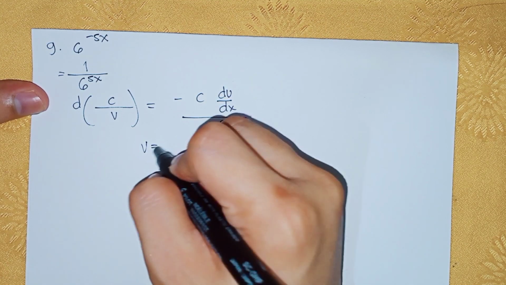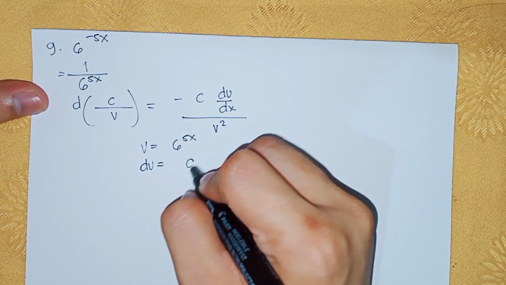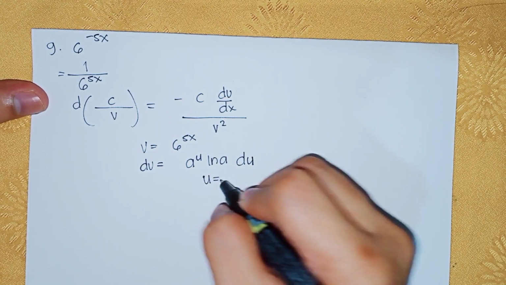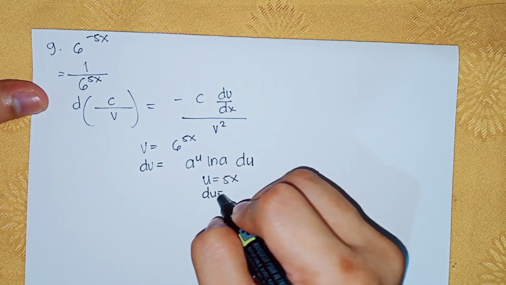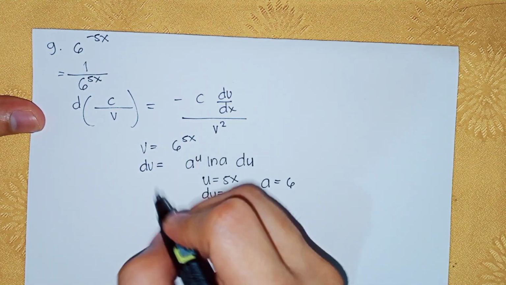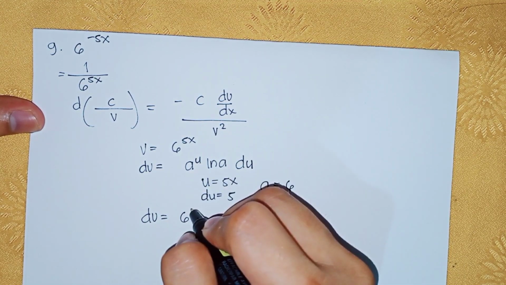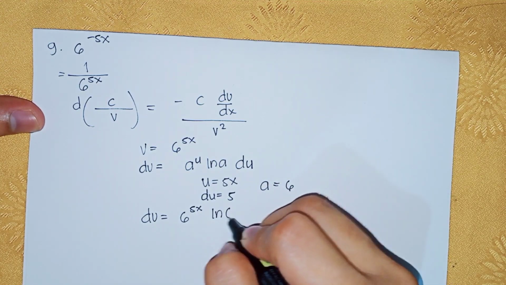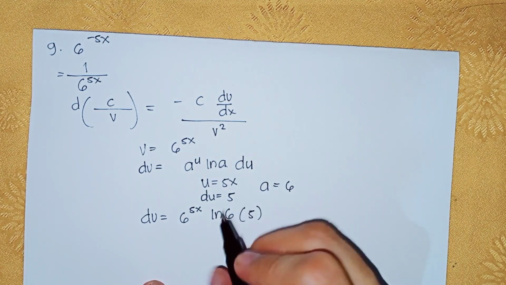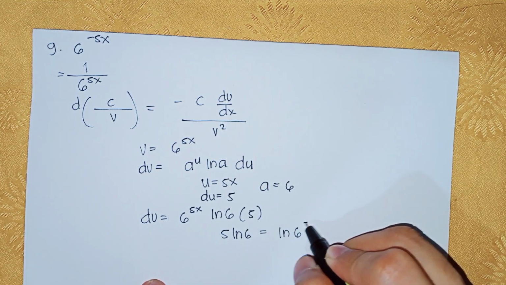So, ang v natin dyan ay yung 6 raised to 5x. So, ano yung dv niyan? So, formula niyan ay a^u ln a du, di ba? So, ang u natin 5x, ang derivative ng 5x ay 5, ang a natin ay 6. Okay, so i-substitute natin ito dito sa formula. So, ang dv is equal to, so a which is 6 raised to 5x times ln a times du which is 5. Okay, so itong 5 times ln 6, di ba? 5 ln 6 equal yan saan? Sa ln 6 raised to 5, no?